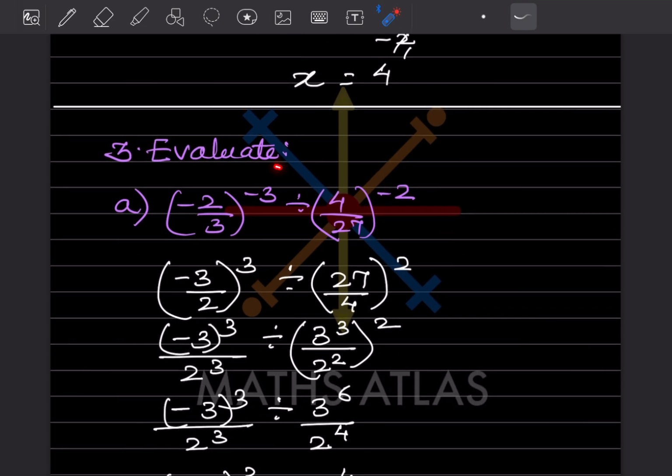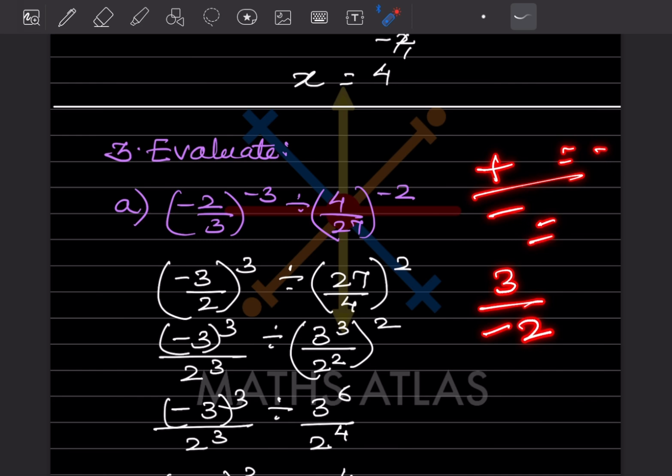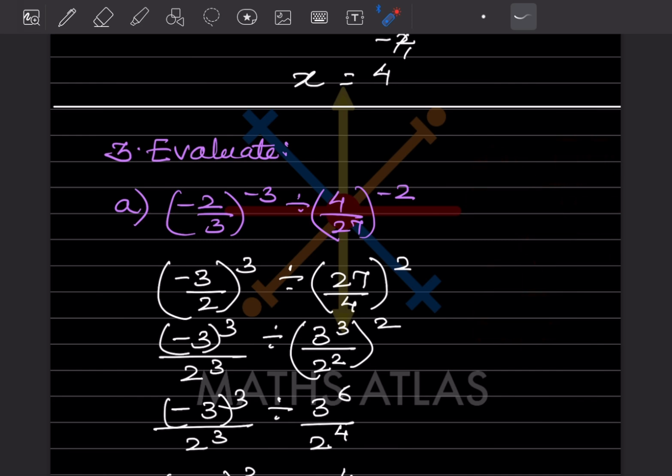Here again, evaluate. You can see the index is negative, so we'll make it positive. So this is going to get flipped over. So that is going to be 3 by 2. This is minus, but if you write it like this, when you flip over, plus divided by minus is minus, and minus divided by plus is also minus. So this stays. You can also write this minus over here. This becomes positive. Divided by, again this is negative, so you are going to flip over. So that is going to be 27 by 4 raised to 2. Now what you can do, you can write this 3 times and this also 3 times. That will be, the power will be 3.